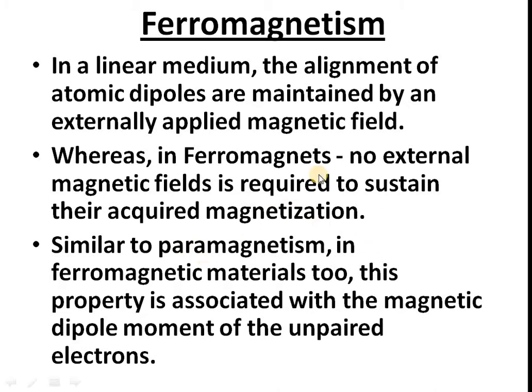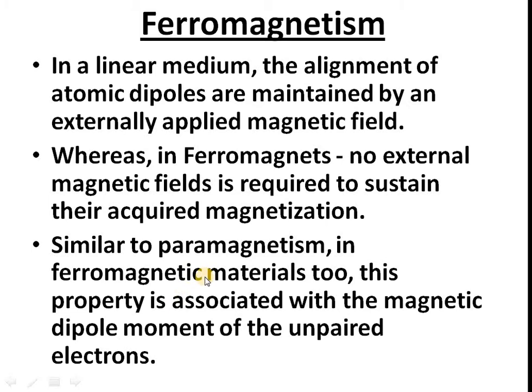And moreover, similar to paramagnetism, in ferromagnetic materials this property is associated with the magnetic dipole moment of the unpaired electrons. Okay, unpaired electrons, what happens? They have a spinning property. They spin. Every spinning electron is a micromagnet. So, with respect to the applied field, they can be put rigidly in a particular direction. So, they remain there. Understand? That is similar to paramagnetism.